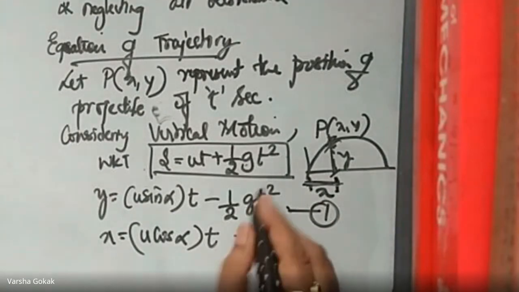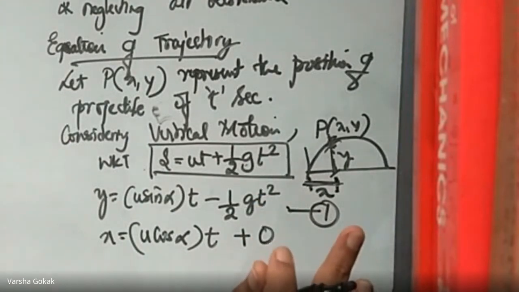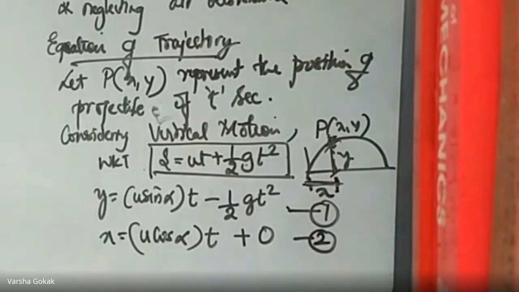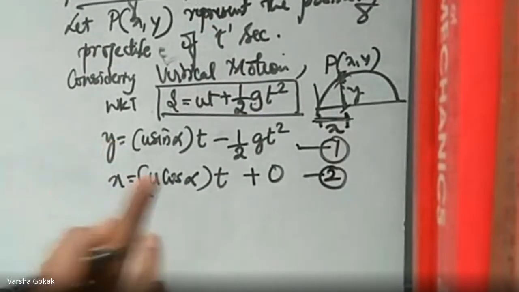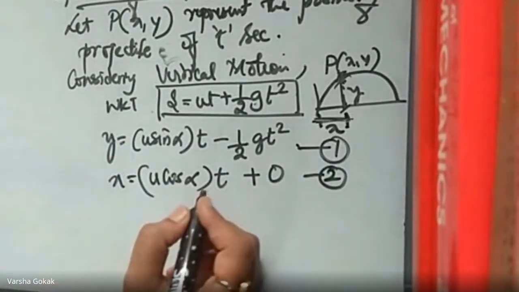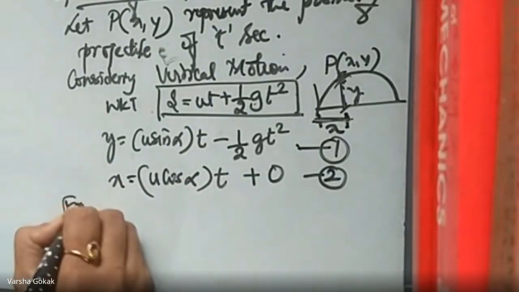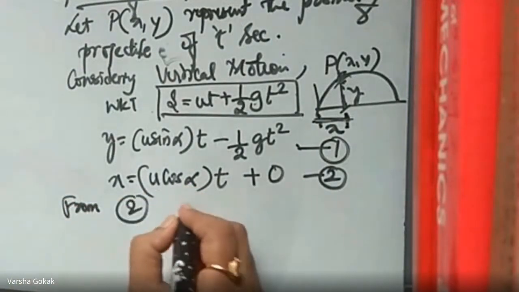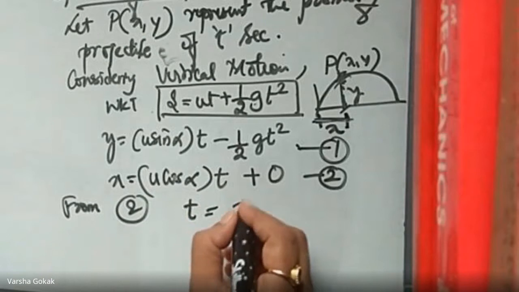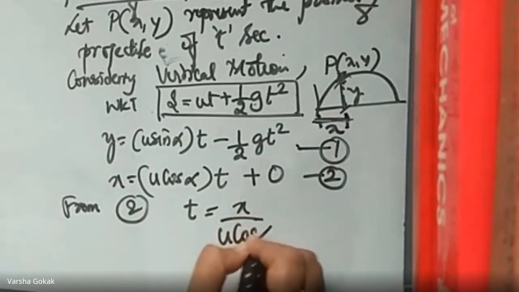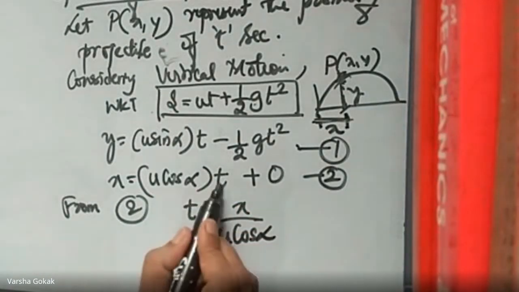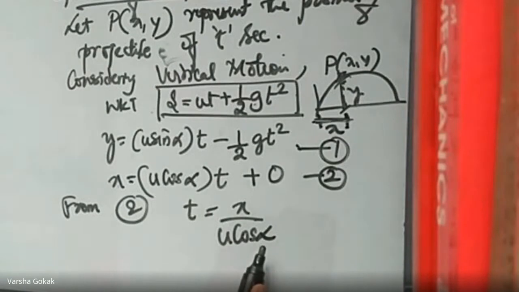So this half gt square is 0 over here, and this is my equation 2. So we have an equation for x and y now, right? From equation 2, I can write time equal to x divided by u cos of alpha. Correct? t equal to x divided by u cos alpha.